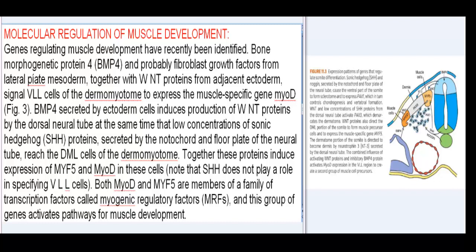BMP4 secreted by ectoderm cells induces production of WNT proteins by the dorsal neural tube at the same time that low concentrations of sonic hedgehog (SHH) protein, secreted by the notochord and floor plate of the neural tube, reach the DML cells of the dermomyotome. Together these proteins induce expression of MYF5 and MyoD in these cells. Note that SHH does not play a role in specifying VLL cells. Both MyoD and MYF5 are members of a family of transcription factors called myogenic regulatory factors (MRFs), and this group of genes activates pathways for muscle development.